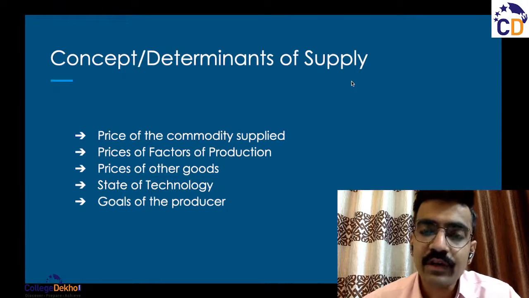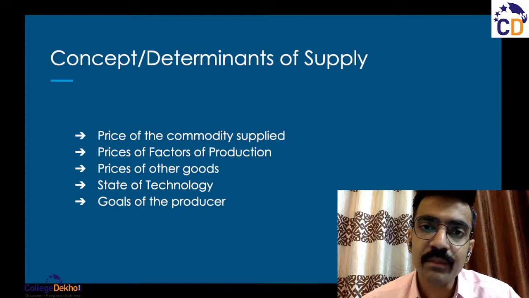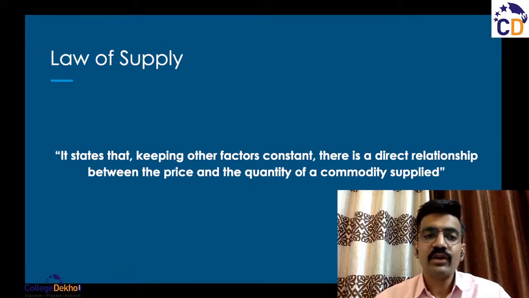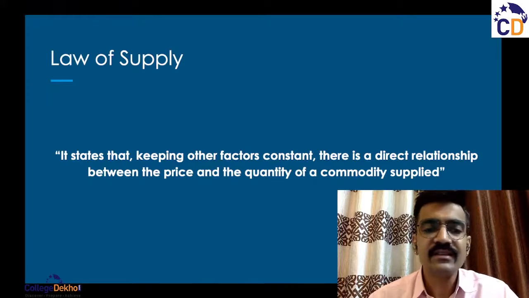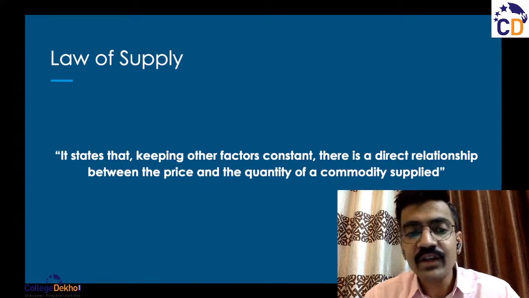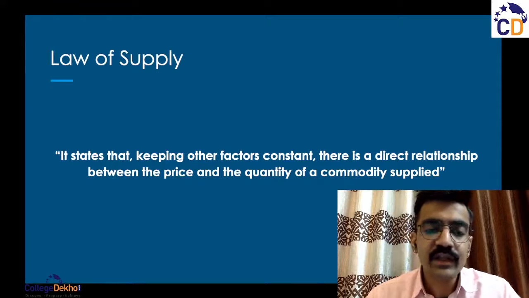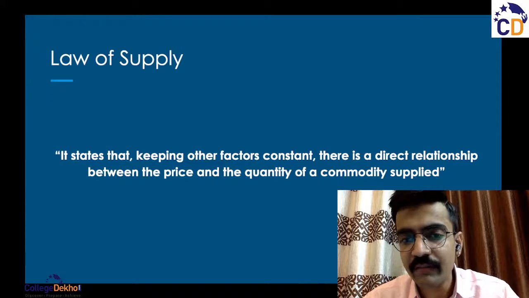So until now, we have understood what supply means. We have understood various determinants of supply. Now let us look at the law of supply. All right. So the law of supply basically, let us look at the definition first. It basically states that keeping other factors constant, there is a direct relationship between the price and the quantity of a commodity supplied.